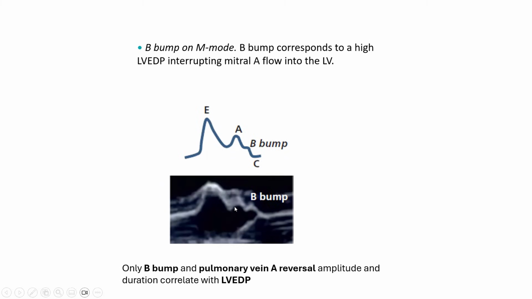Now, normally, you have atrial contraction that opens the mitral leaflets more widely and creates that A wave, which eventually ends at the level of the C point, which corresponds to closure of the mitral valve. However, when you have a high LVEDP, that high LVEDP will interrupt the atrial emptying into the LV the same way it interrupts the A wave on the mitral inflow, and it will create a reverse motion of those mitral leaflets in end diastole, which is what we call the B bump.